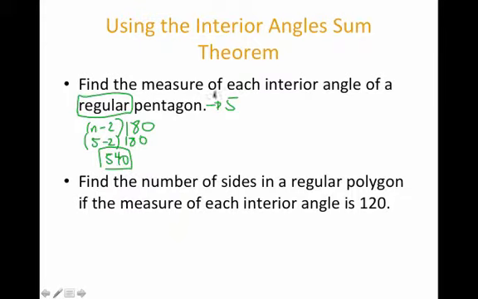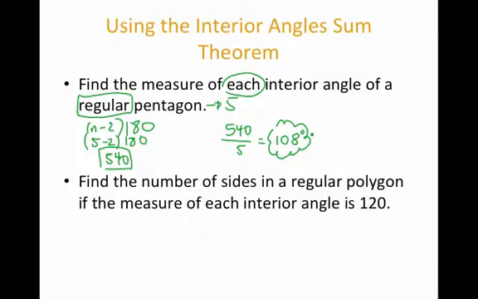But I'm not done yet. I wanted to know the measure of each angle. So the measure of each angle is going to be 540 divided by 5, because I want to know just what one angle equals. So 540 divided by 5 is 108. So that's my answer, 108 degrees.